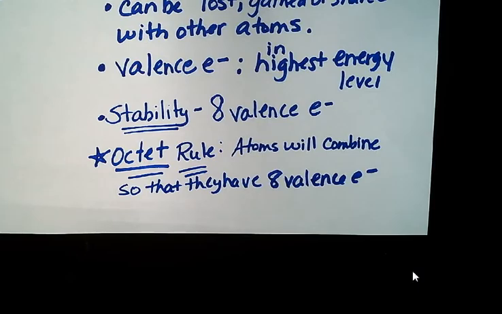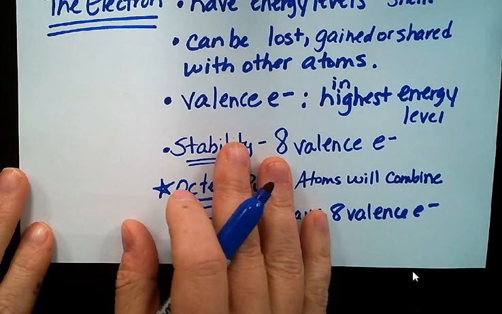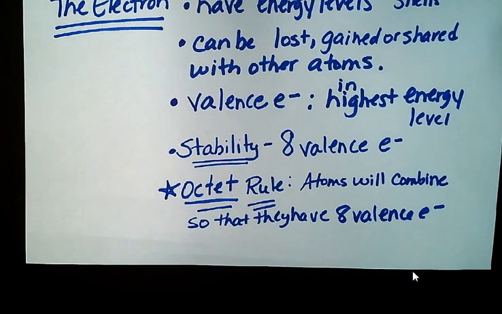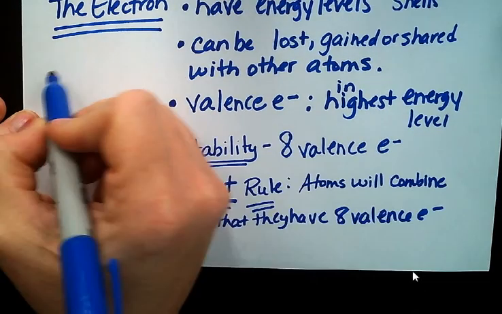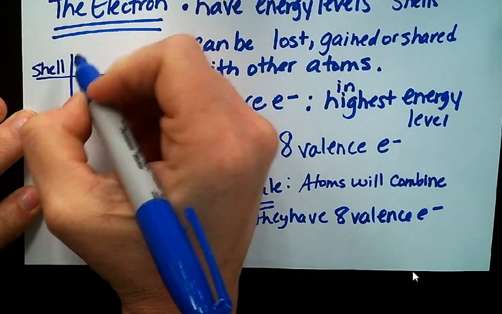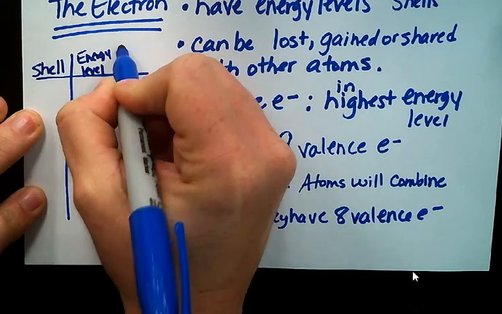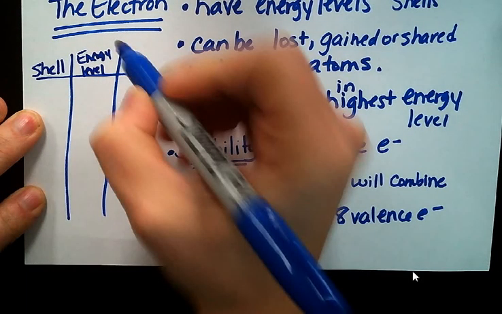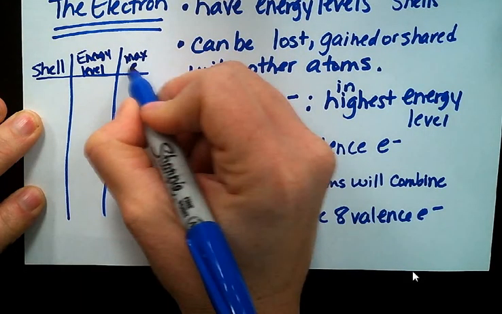So now, what I'm going to do over here is make a quick little chart about those energy levels, okay? There are 7 shells. So here's what we're going to do. I'm going to say the shell, then I'm going to put the energy level, and then I'm going to say the maximum number of electrons that it can hold.